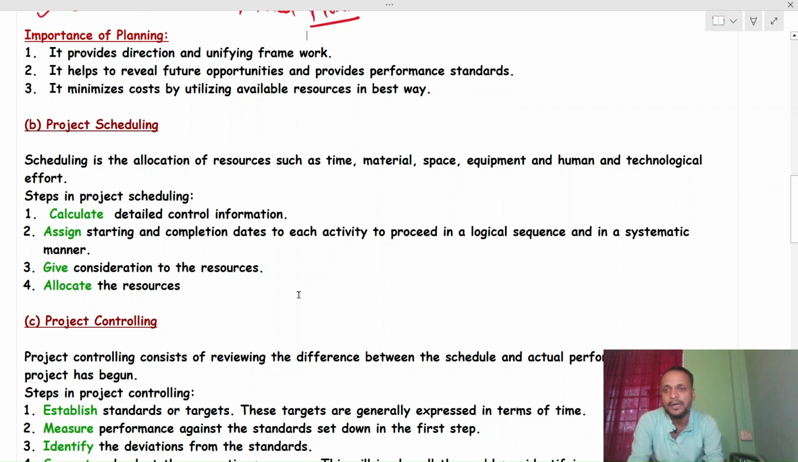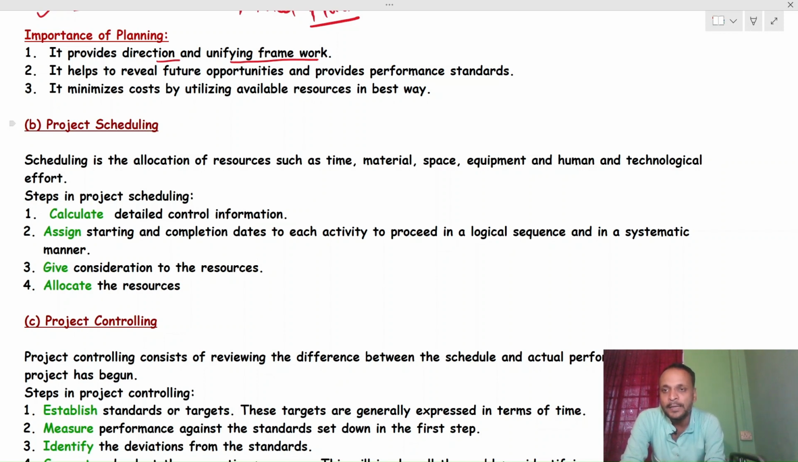So what is the importance of planning? These are the importance of planning. The first one is that it provides direction and a unifying framework. So if you have initially planned your whole project, that means you have a clear direction and a clear framework. Based on that, you will proceed throughout the completion of the project.